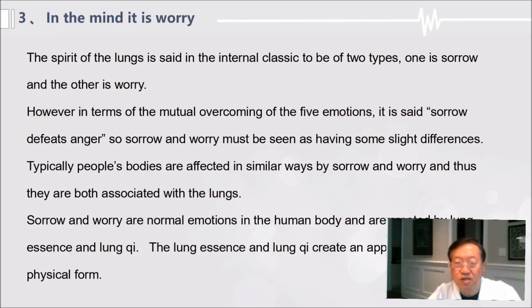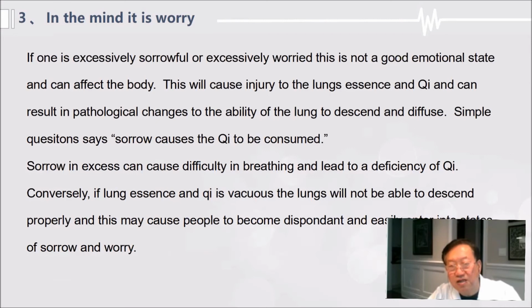Sorrow and worry are normal emotions in the human body and are created by lung essence and lung qi. The lung essence and lung qi create an appearance in the physical form. If one is excessively sorrowful or excessively worried, this is not a good emotional state and can affect the body. This will cause injury to the lungs, essence, and qi, and can result in pathological changes to the ability of the lung to descend and diffuse.